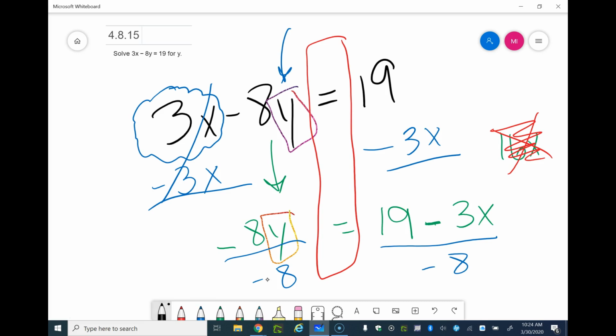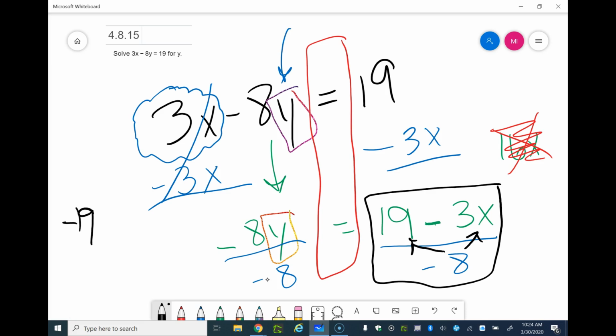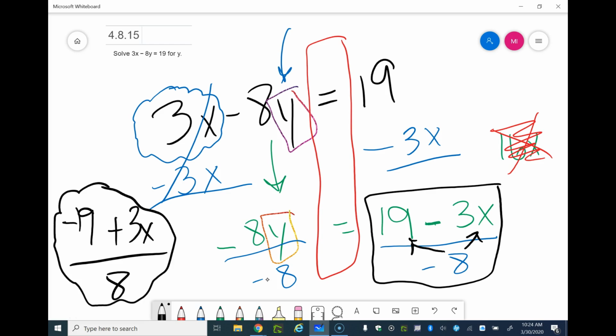Now I'm pretty sure my Math++ will accept this answer the way it looks. But if they want you to get rid of this negative sign, we kind of need to do the negative sign here and do it here. So this is actually going to be negative 19 plus 3x all over 8. Both of these answers should be correct no matter what you put in my Math++. But sometimes in problems, we like to have the negative gone in the problem. So you just kind of change the sign of the 19 and change the sign of the 3x.